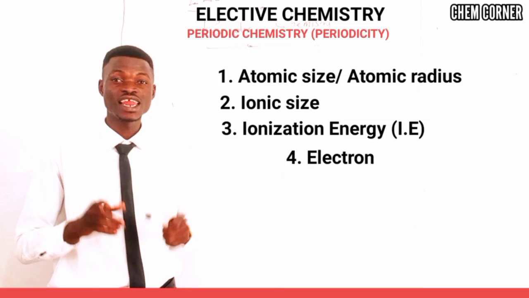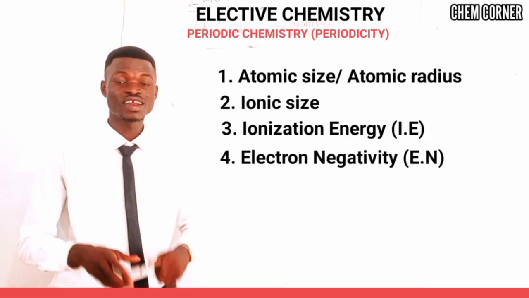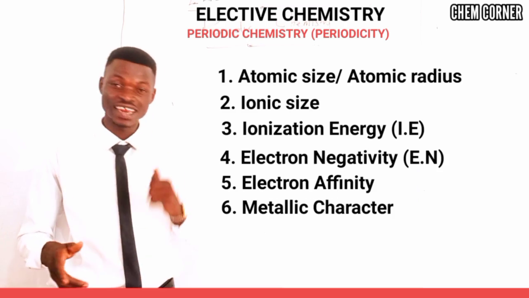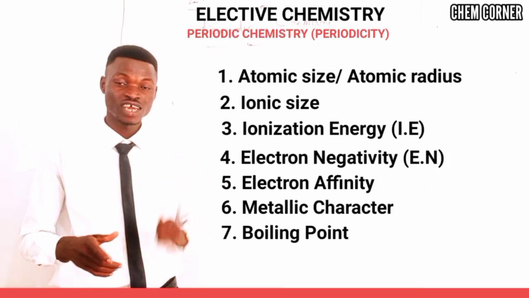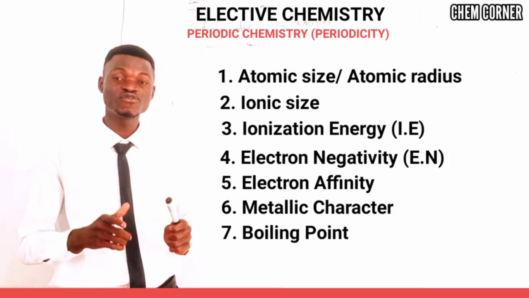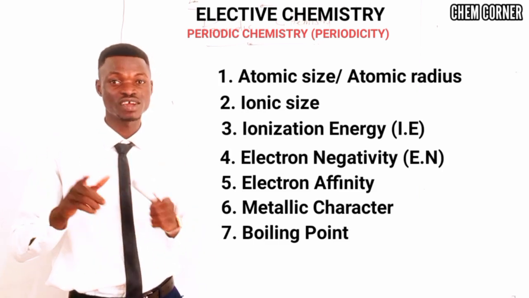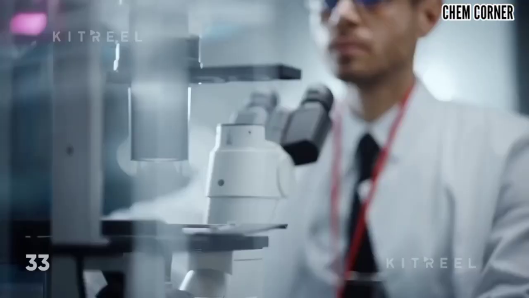The fourth one, electronegativity. The fifth one, electron affinity. The sixth one, metallic character. And the last one, boiling point. In our next video, we'll be going forward to make a detailed explanation of atomic size or atomic radius.